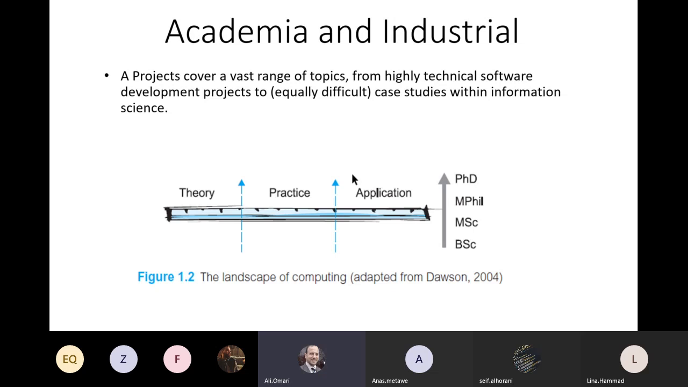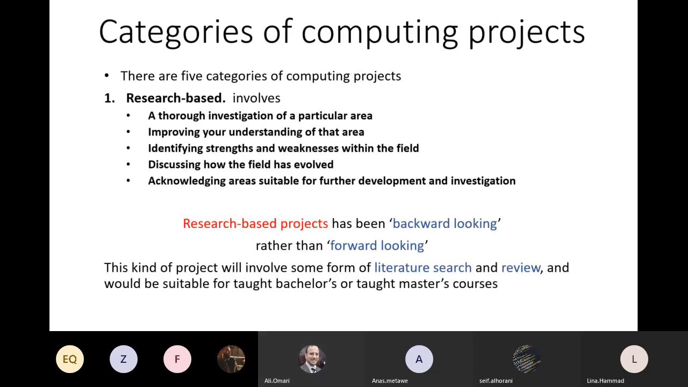Then the vertical line represents the educational level. So in the bachelor degree, you start to do very simple projects relevant to your coursework, and these projects get more involved in critical thinking the more you advance in your courses. And we learned what the types or categories of the computing project are.